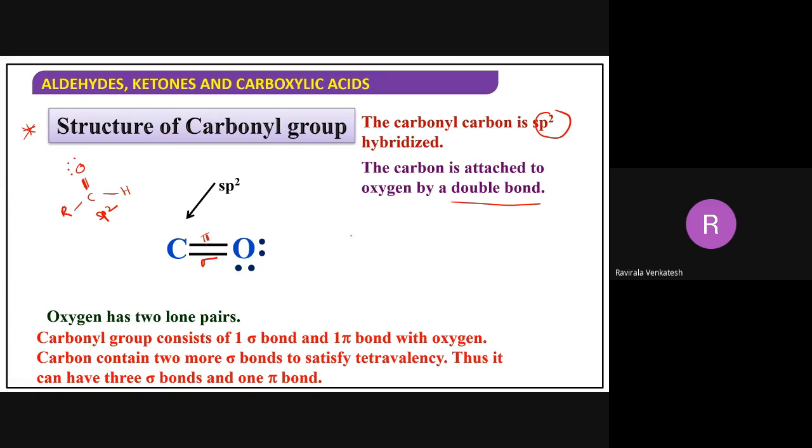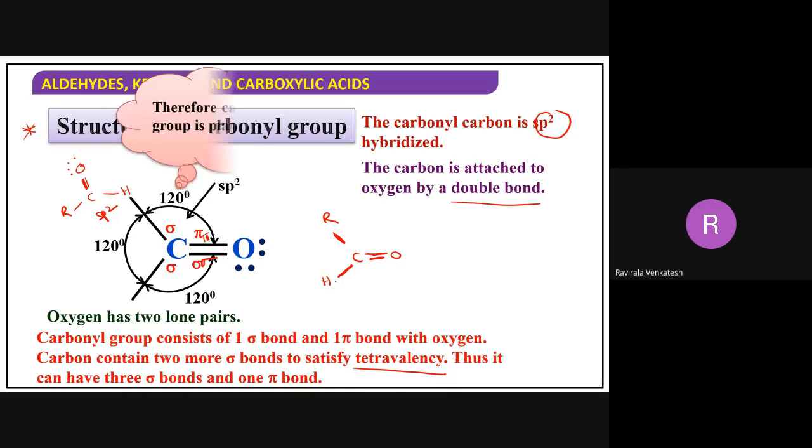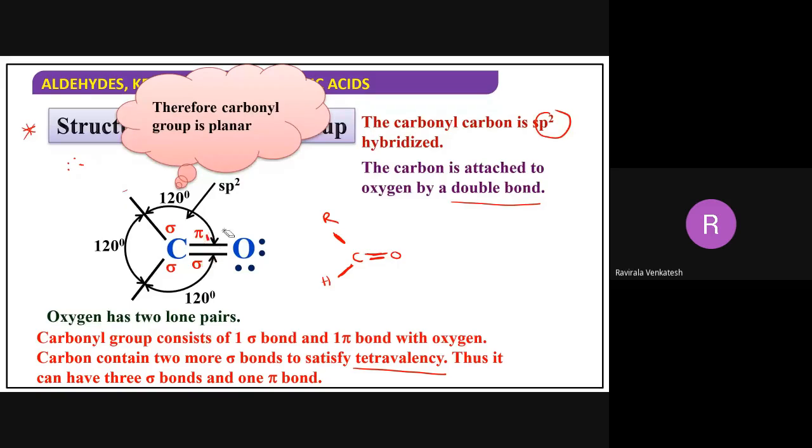Now carbon has tetravalency: R, H, and the double bond to oxygen. Carbon has valency of 4, but oxygen has only divalency. Like this it is having. Very important thing to observe here.